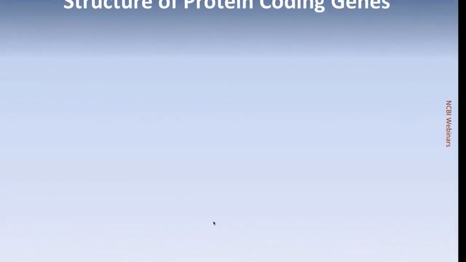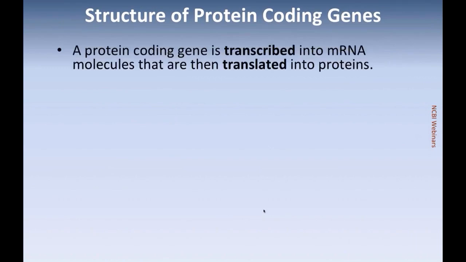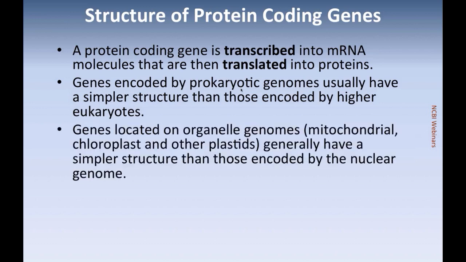Let's talk for a moment about the protein coding gene structure. There are specific meanings to the words transcribed and translated in biology. Genes that are encoded by prokaryotic genomes are usually simpler in structure than those encoded by eukaryotic organisms. And if you have genes from organelles, such as mitochondria or chloroplast, then they also have simpler structure than those that are from the nuclear genome.